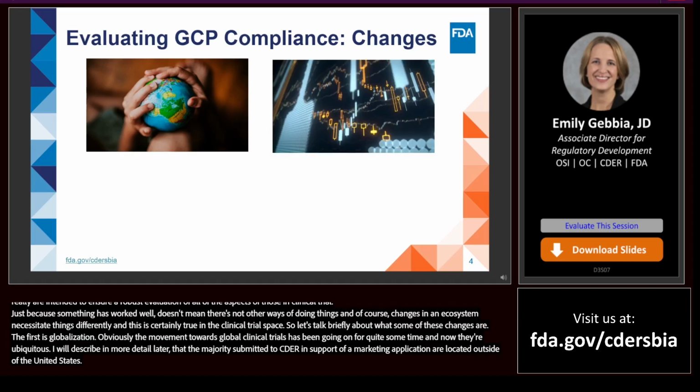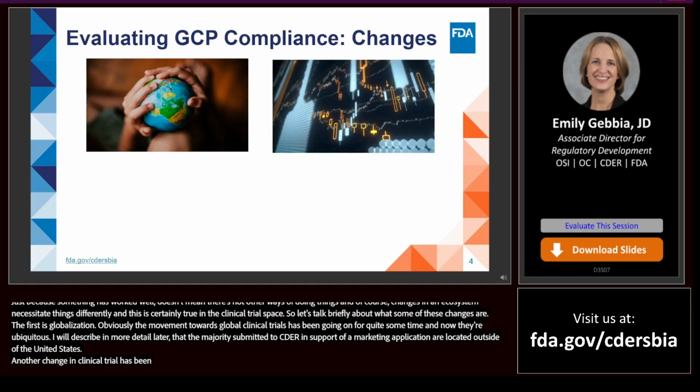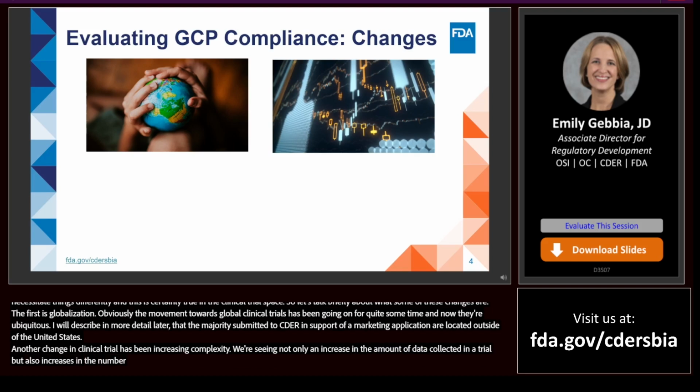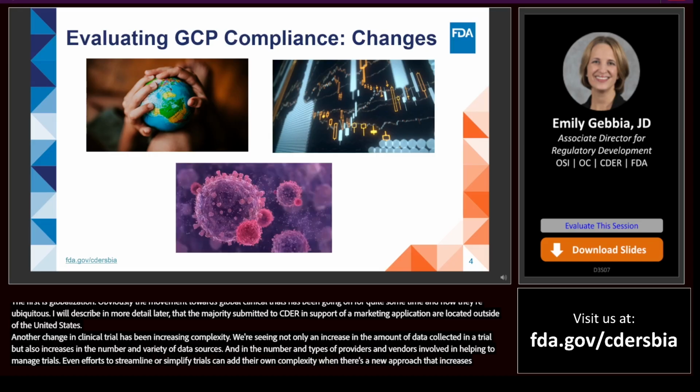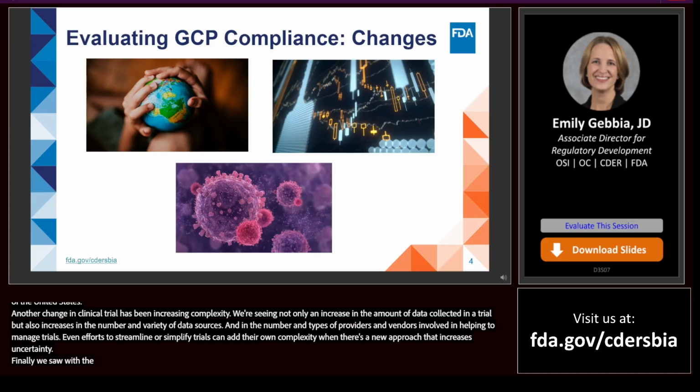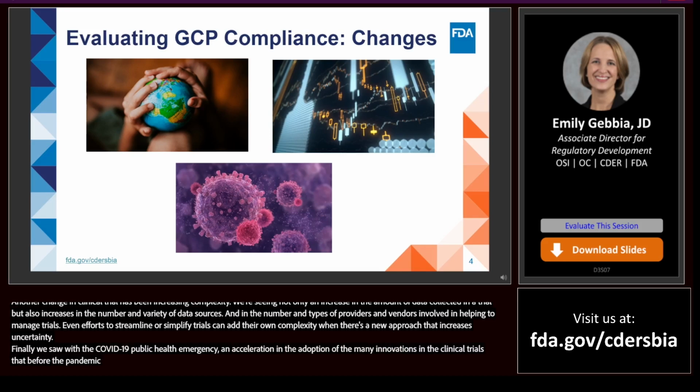Another change in clinical trials has been increasing complexity. We're seeing not only an increase in the amount of data collected in a trial, but also increases in the number and variety of data sources and in the number and types of providers and vendors involved in helping to manage trials. Even efforts to streamline or simplify trials can add their own complexity when it reflects a new approach that increases uncertainty. Finally, we saw with the COVID-19 public health emergency really an acceleration in the adoption of many of the innovations in clinical trials that before the pandemic were just being discussed or considered theoretically.